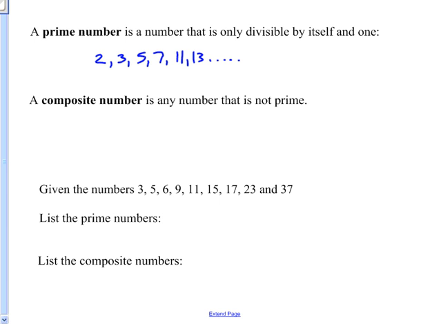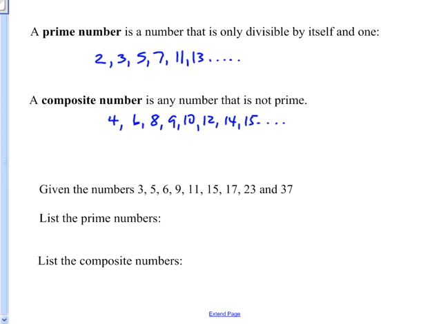Now, composite numbers are numbers that are not prime. So numbers like 4, 6, 8, 10, 12. Oh, I missed one. I missed 9. Let's go back and put 9 in there. 9, 10, 12, 14, 15, right? Those are all examples of numbers that are composite.